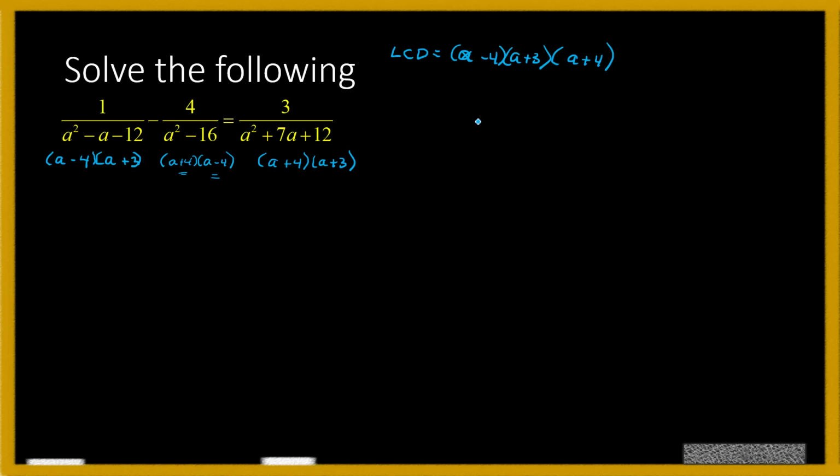So we're going to use the process of clearing the denominators. And to do that, basically we're multiplying each of these terms on the top by the LCD. So let me demonstrate by taking the first term. I'm basically multiplying everything on the top by the three terms, a minus 4 times a plus 3 times a plus 4. And I notice that I can reduce the a minus 4s and the a plus 3. So all I need to do is multiply 1 by a plus 4.